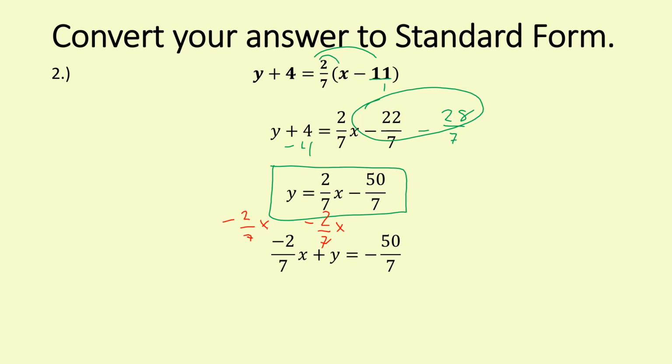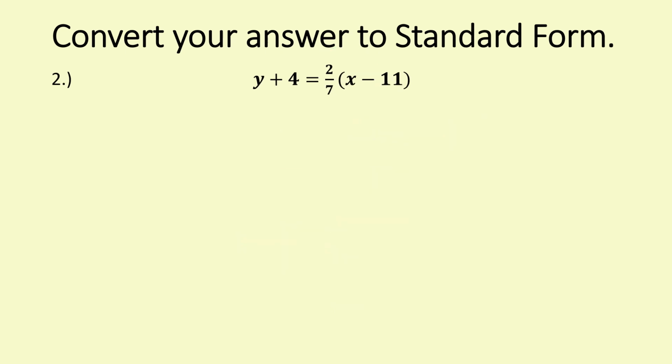We just don't have all integers. So we want to get rid of all these fractions. There's 7s underneath a couple of these fractions, so let's multiply by that 7. We also want this x to be positive, and right now it's negative. So let's multiply everything by -7. So this gets multiplied by everything in this equation here, and we get our answer. 2x minus 7y equals 50.